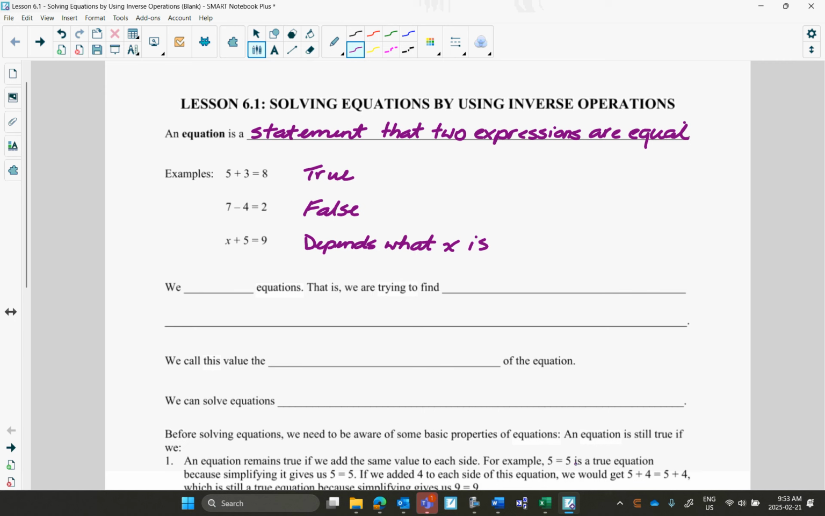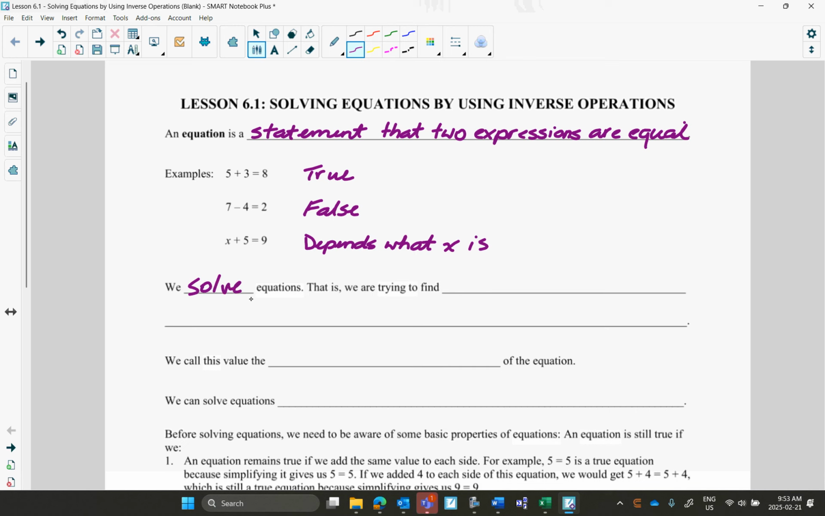Okay? So what do we do with equations? Well, here's an algebraic equation. An algebraic equation has a variable that you're trying to find the value of. Okay? So this is what we do. And what do we do when we find the answer? That's called solving.